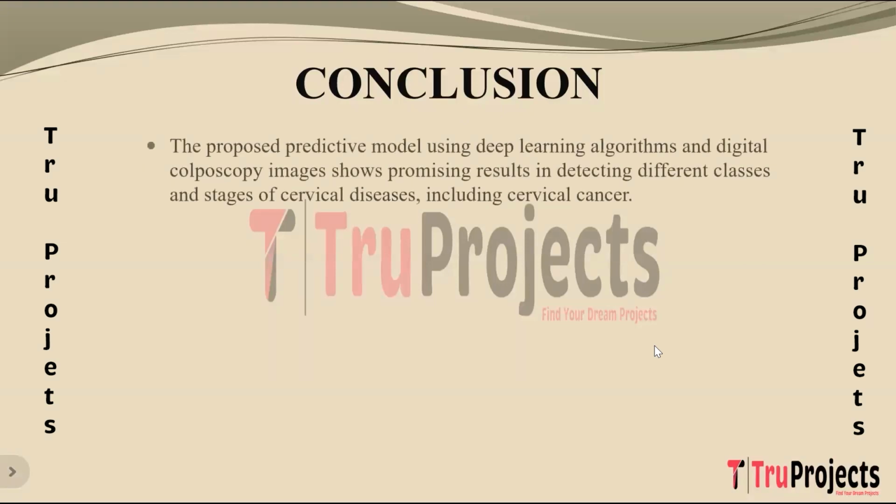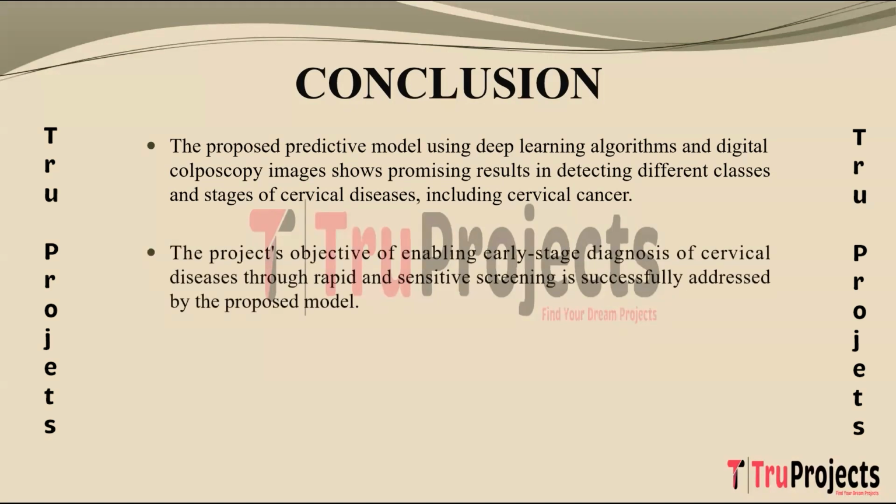The conclusion of the project is the project's predictive model employing deep learning algorithms and digital colposcopy images demonstrates significant potential in effectively identifying various types and stages of cervical diseases, prominently including cervical cancer. By analyzing these images, the model shows promising accuracy in detecting and categorizing diseases accurately.